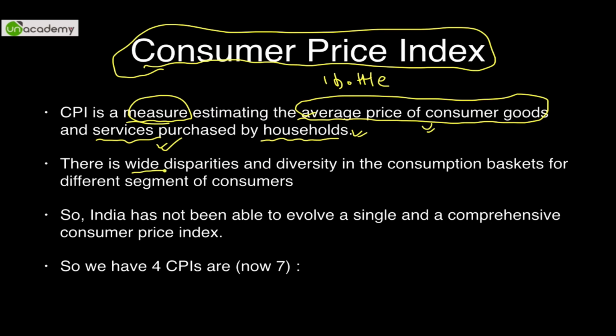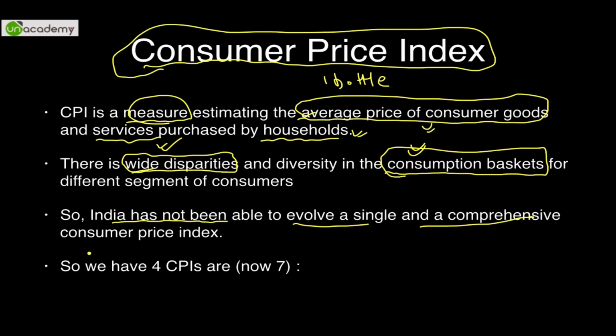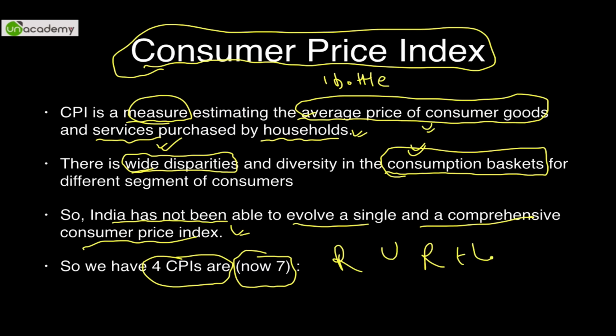Okay, there is huge diversity, there are huge disparities in income, so there will be disparities in consumption also. If you have lakhs of rupees, then you will buy a Louis Vuitton purse, but if you are very poor, then you will buy 100 rupees bags also. Similarly, the manufactured goods will differ, your food items will differ, your services preference will differ, everything will differ depending upon the wages and income you have. So obviously India cannot evolve a single and comprehensive CPI. So we have 4 CPIs, but now they are included even up to 7. So 3 CPIs have been added, that is rural, urban and R plus U. So it takes the number to 7. So we will deal with them in a very short period.